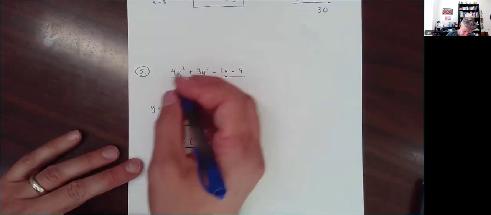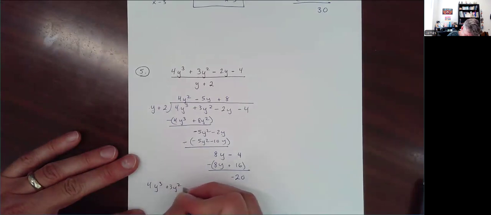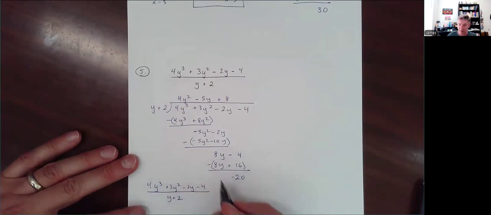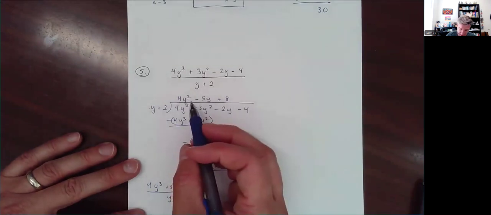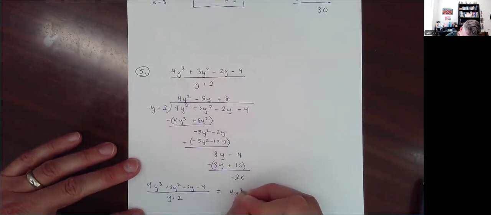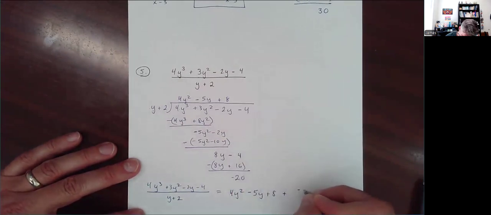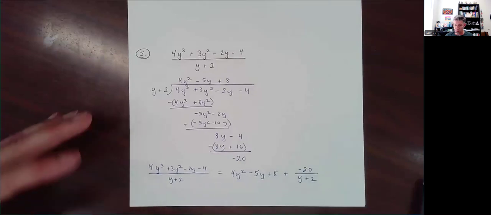So here our original quotient, 4y cubed plus 3y squared minus 2y minus 4 over y plus 2. And I say quotient there because it is something divided by something else. And then it's equal to the quotient, like actually what you got, and then the remainder divided by the divisor. So it's equal to 4y squared minus 5y plus 8. I like to write plus even if it's a negative here, plus negative 20 divided by y plus 2, right? Because that negative 20 still has to get divided by y plus 2. That's the way I like to think of it. Helps remember what goes where.